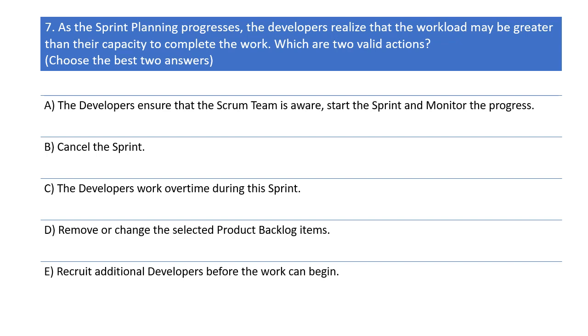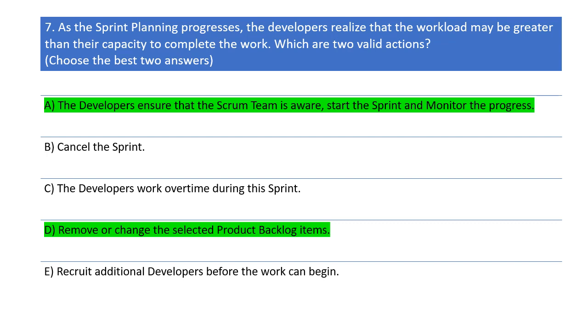Option C. The developers work overtime during this sprint. Option D. Remove or change the selected product backlog items. Option E. Recruit additional developers before the work can begin. Let me know what options you have chosen. You can see the right answers on the screen. It is option A and option D. Let us see why the answers are option A and option D.